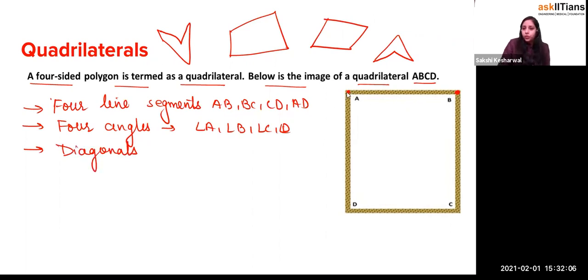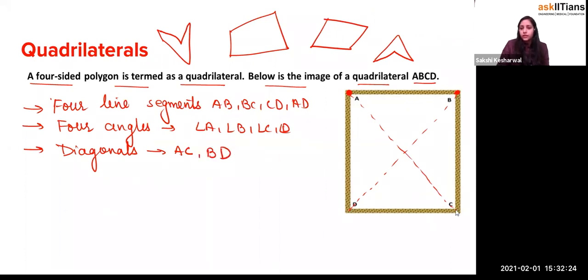If you take the vertex A, AB and AD are the sides. So AC will be your diagonal, yes or no? So your diagonal will be AC. Similarly, take the vertex B. AB and BC will be your adjacent sides. So BD is your diagonal, right? Now BD is your diagonal.